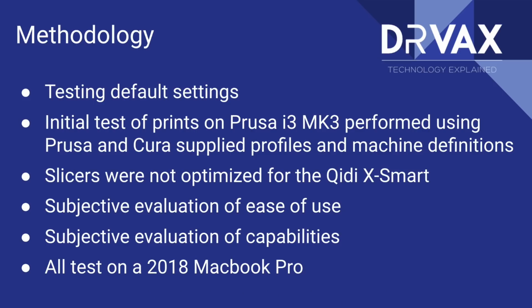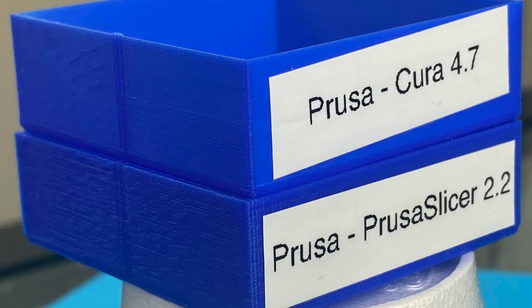So in this methodology, the first thing I did, as you see on the screen here, is I created a print on a Prusa printer using a default profile from PrusaSlicer and from Cura, because both of them have profiles for the Prusa i3 MK3 that's behind me.